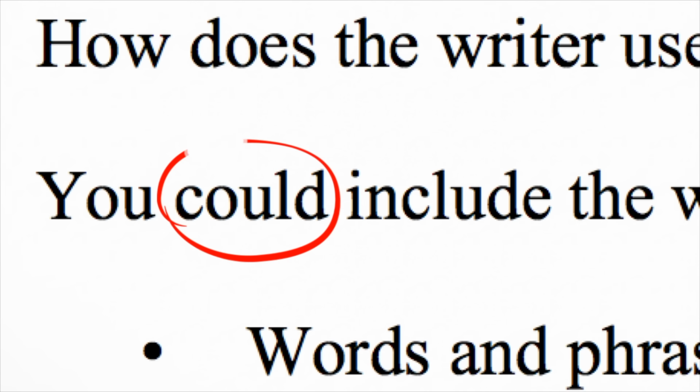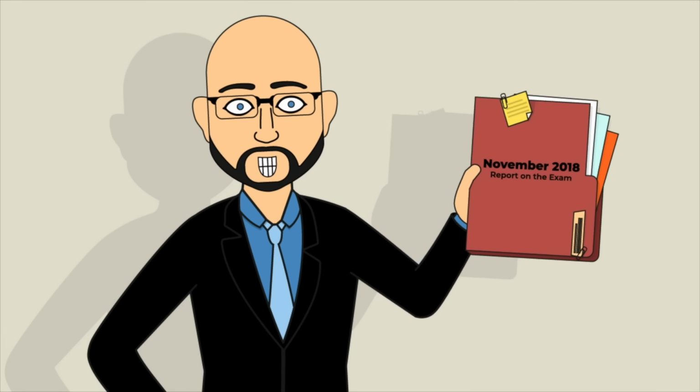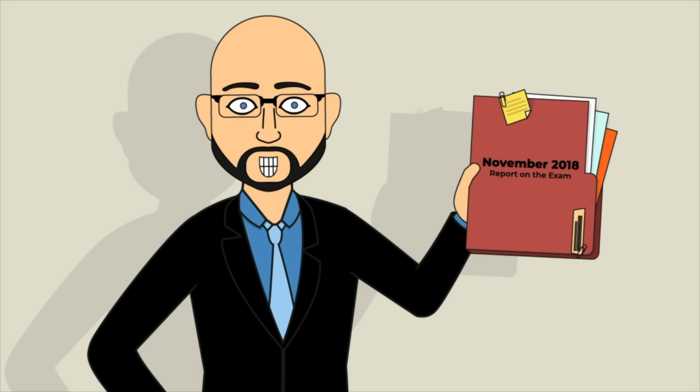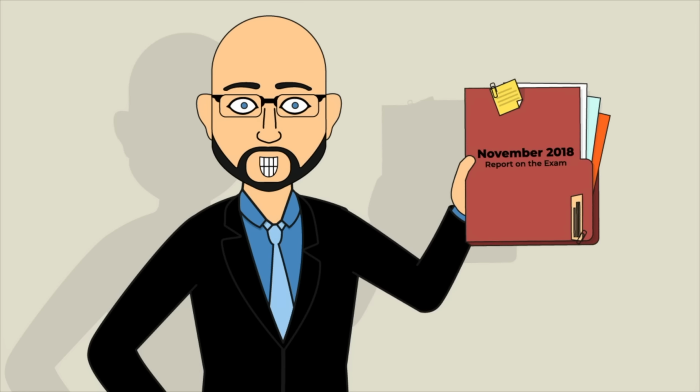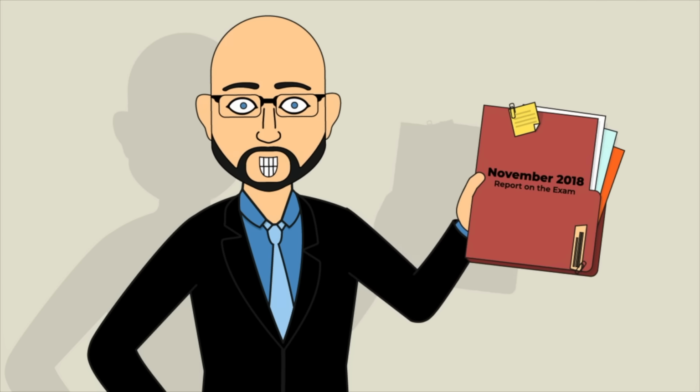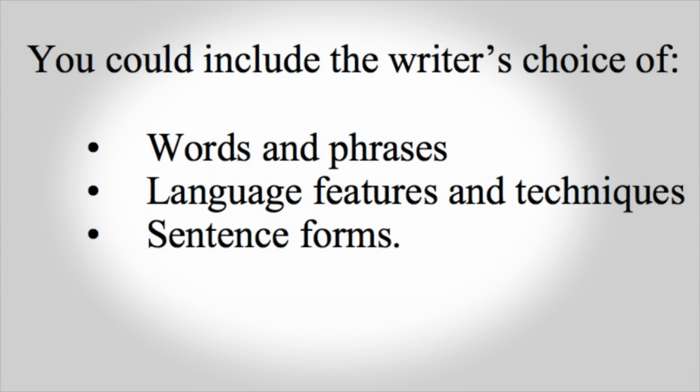Now it's worth pointing out that those bullet points could be followed, but you don't have to cover all three, especially if you run out of time before you can do so. In fact, in the November 2018 paper, the examiner's report pointed out that there were no sentence forms worthy of analysis in that particular extract of the text. So the key thing about these 3 bullet points is that you could write about all 3, but you don't have to.